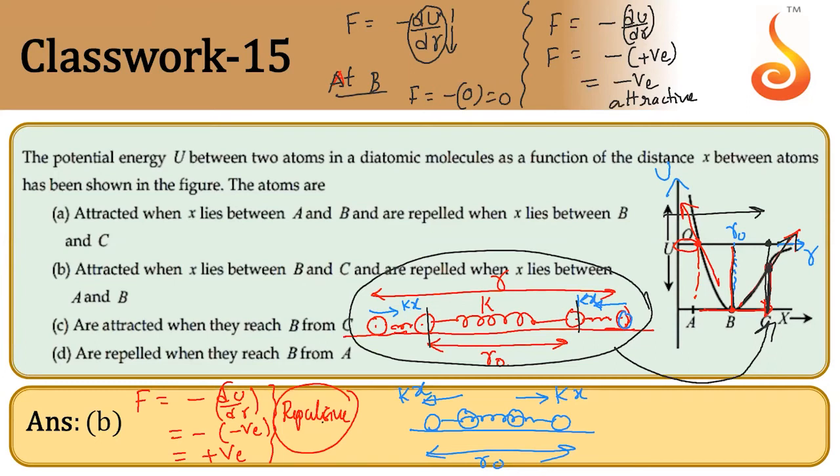Attracted when x lies between B and C, and repelled when x lies between A and B, correct? Are attracted when they reach B from C, that means in this direction, when the distance decreases. Are repelled when they reach B from A. No. So only option B is correct. Okay, understood? So this much is there for this question.